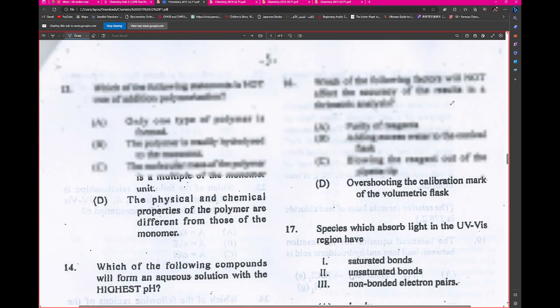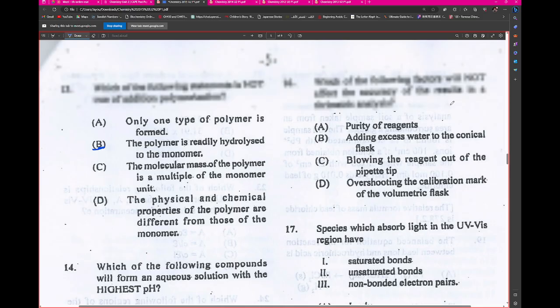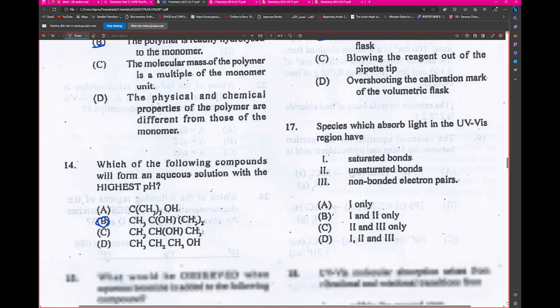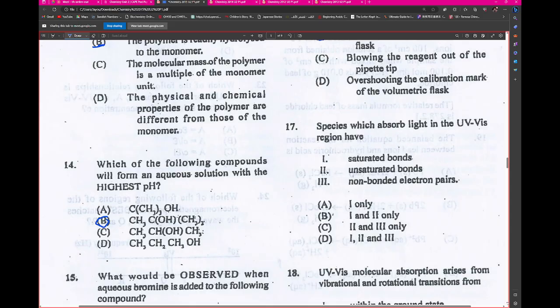Question 16. Alright, which of the following factors will not affect the accuracy of the results in a titrimetric analysis? Which one would it be? Alright, so adding excess water, yeah, water won't. Because adding excess water is a thing that we can do to clean the pipette as well as the tips of the burette within it. So it shouldn't affect the pH, or affect the titrimetric analysis, because it doesn't have to be acid base.